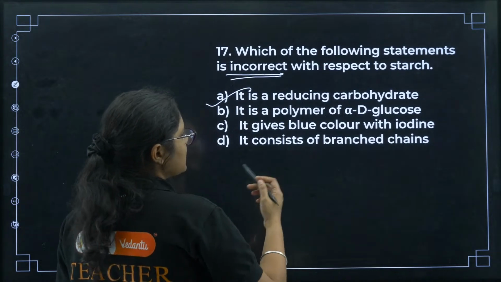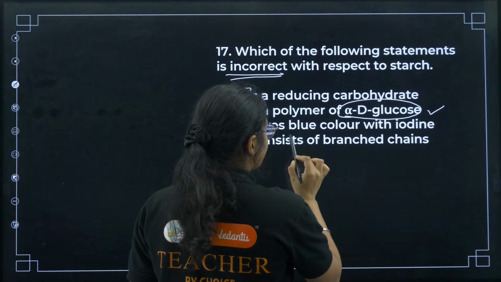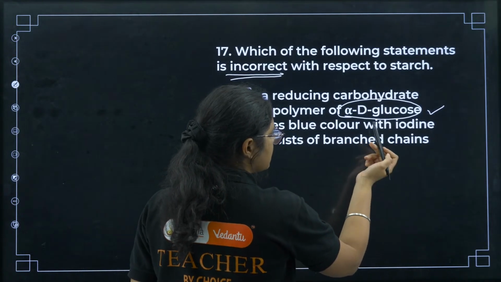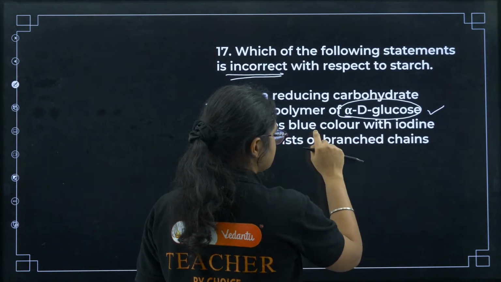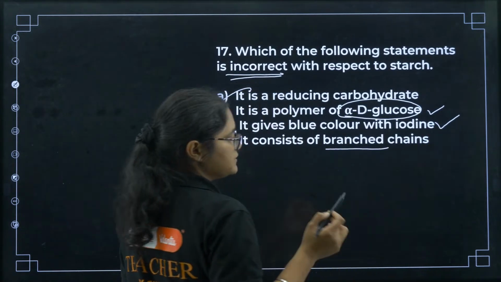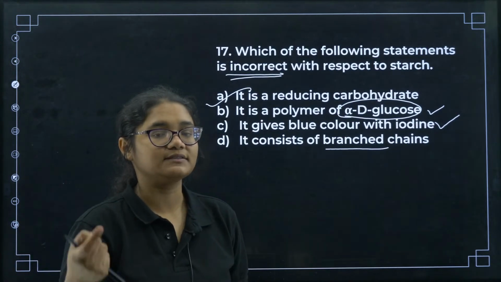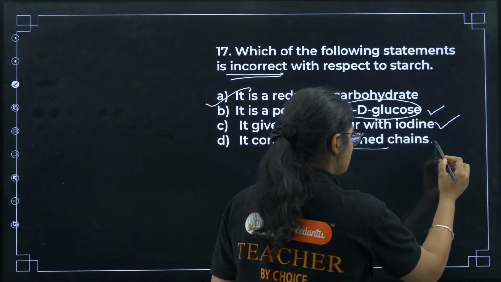Okay, see, starch is a polymer of alpha D glucose, so that is why this statement is correct. It gives blue color with iodine. When starch reacts, there is liberation of iodine, so that is why blue color is formed. This is also correct. It consists of branch chain. There is amylose and amylopectin inside the starch, right? And amylopectin is a branched form. So that is why this is also correct.